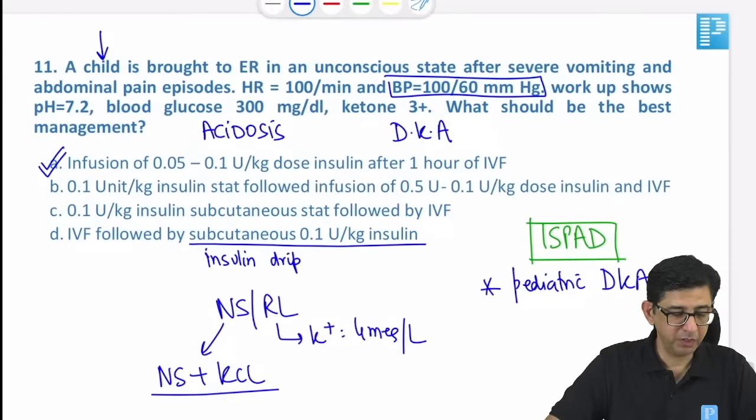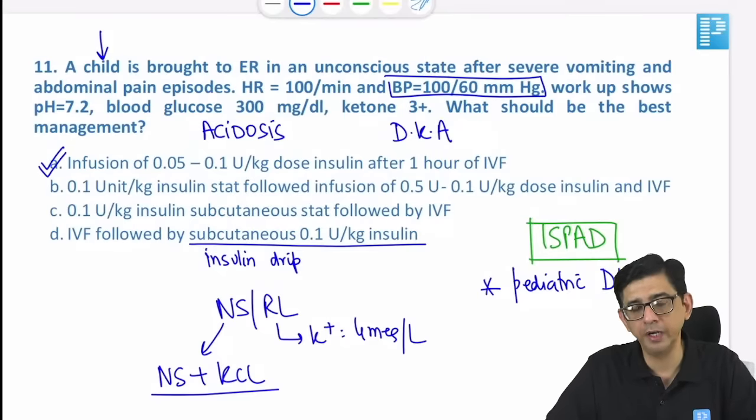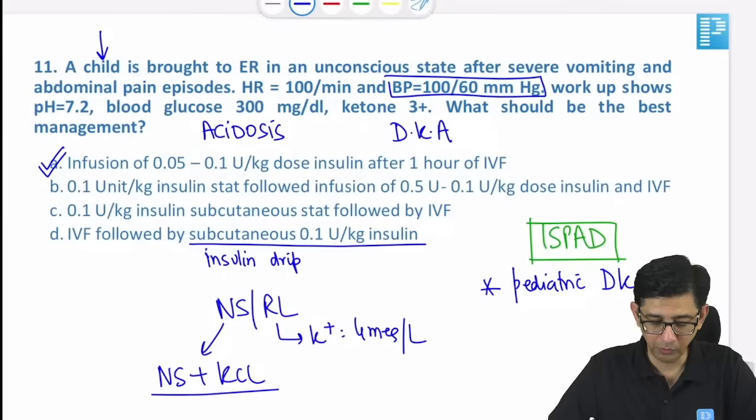Okay, when to start KCL? KCL is to be started in all cases, because vomiting will be having hypokalemia. We anyway do serum potassium, but serum potassium will always be low. Why? Because the person had been vomiting the whole night before or the whole day before. So normal saline plus KCL is anyway to be given.